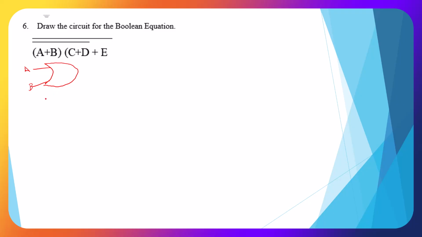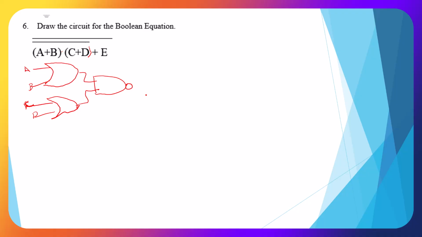And C plus D is going to be an OR gate. Oops, C plus D. Somewhere or another we lost our parentheses. And since this is multiplication, it is going into a NAND gate. The NAND gate being the bar, the bubble eating the bar.